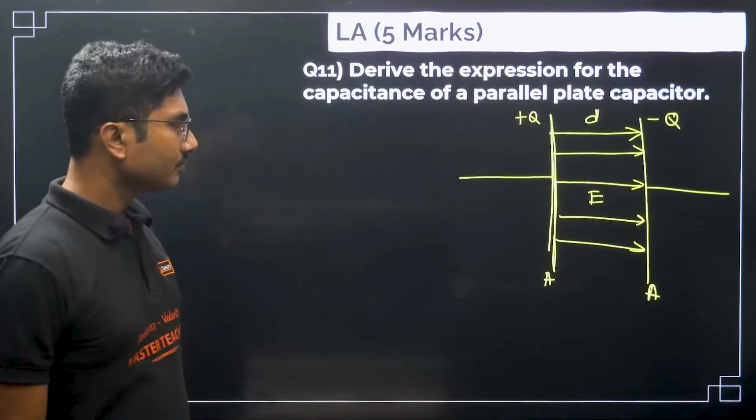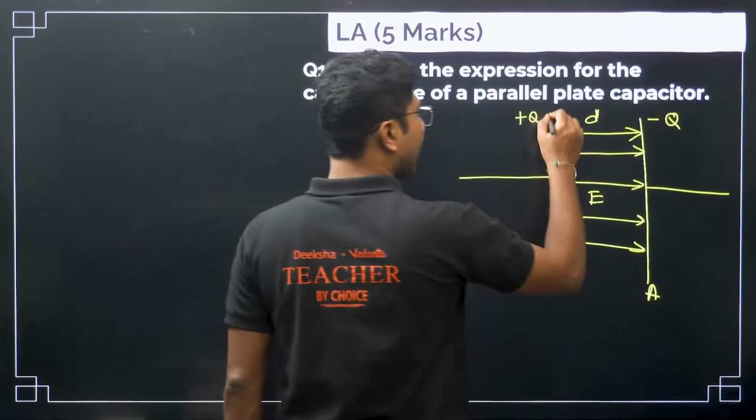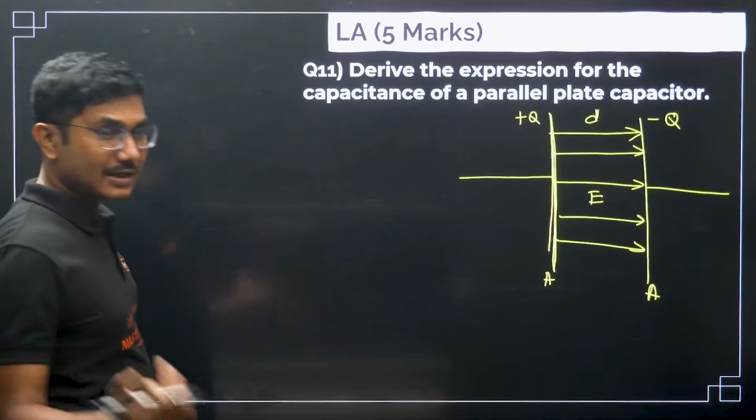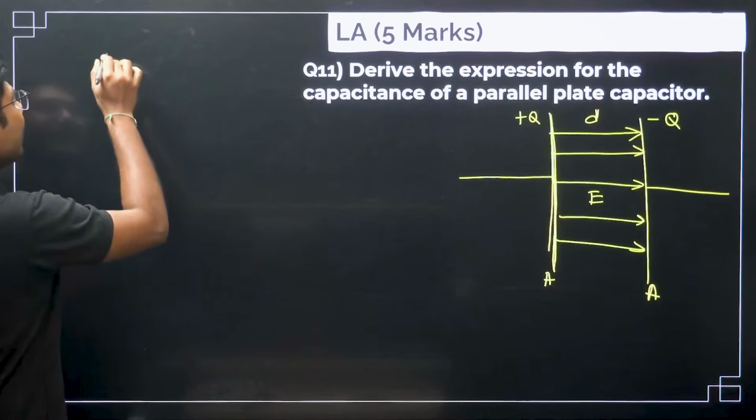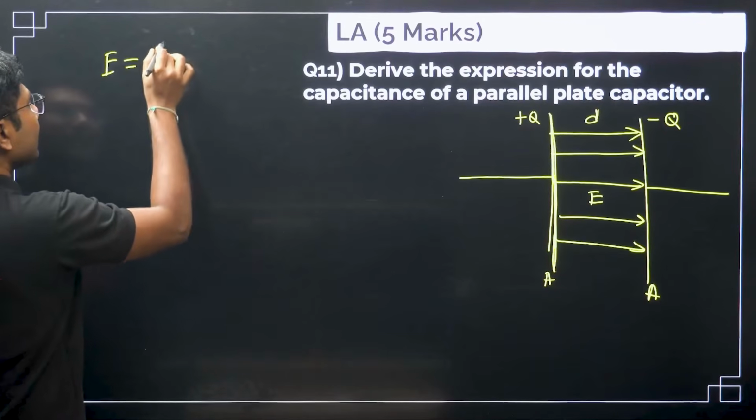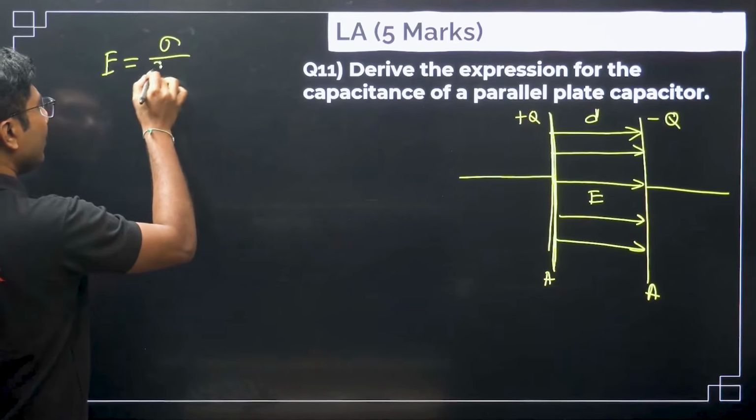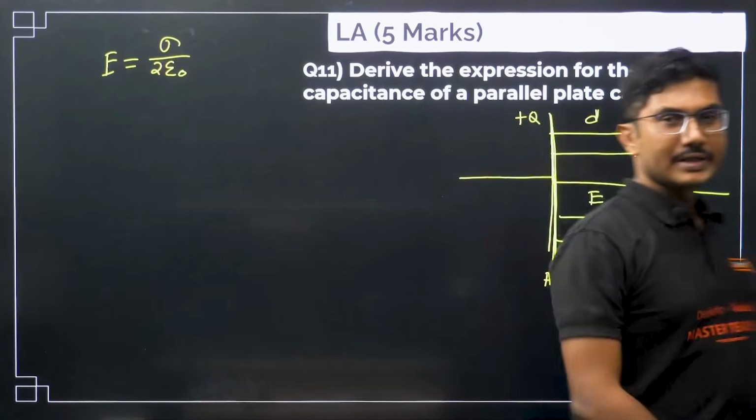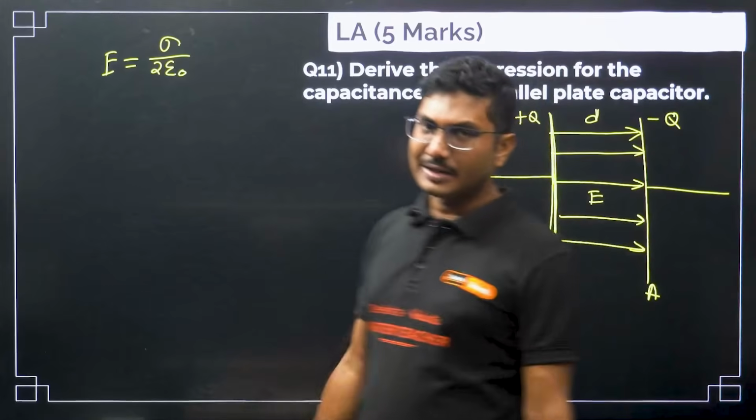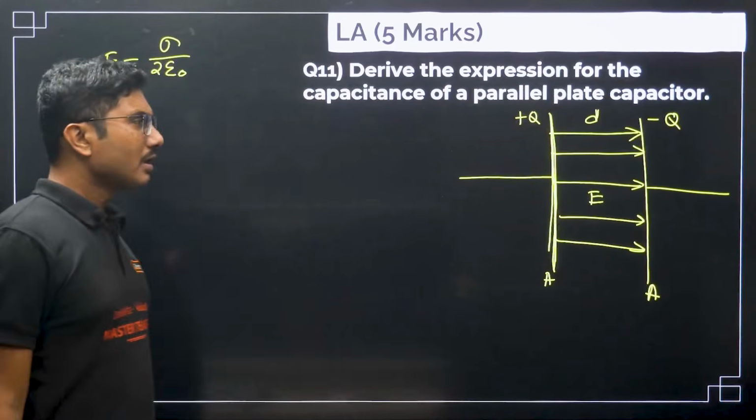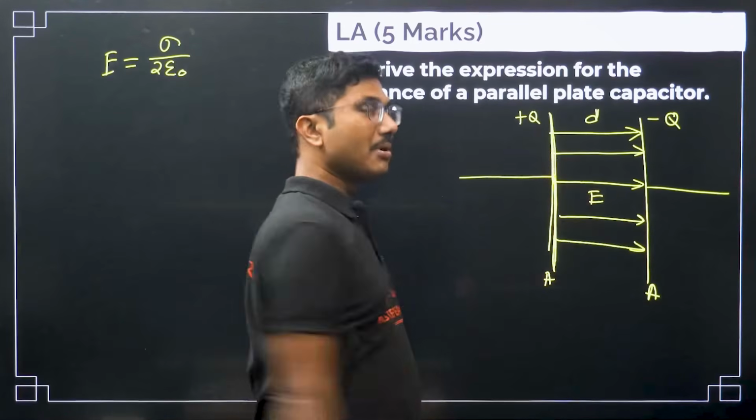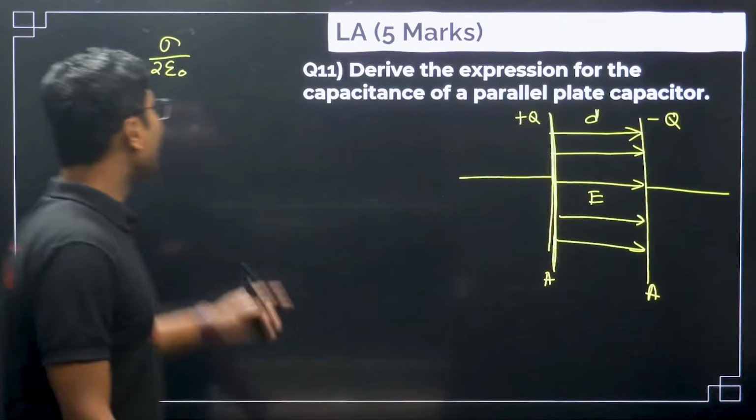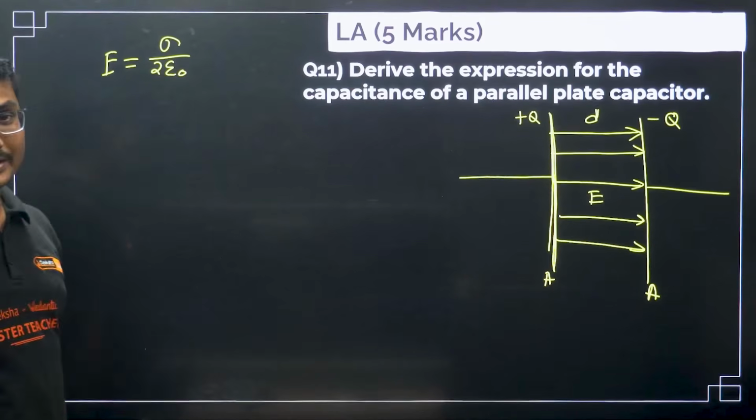Now we know that for an infinite charged plate, the electric field is given by sigma by 2 epsilon naught. You can consider that a parallel plate capacitor has a very large area, or the distance we are talking about is very close to the plate, so this formula can be used. This is the formula for electric field.